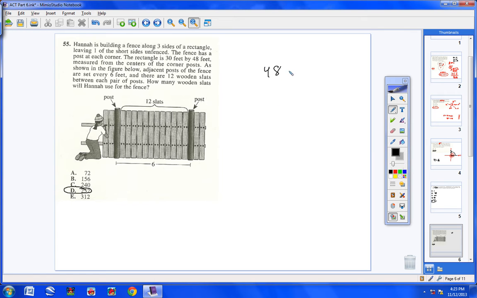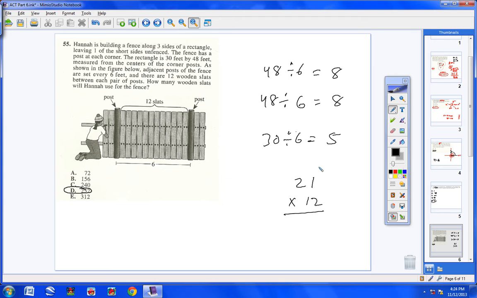I got 48 for one side, divide that by 6, and that would give me 8. The other side's 48. Divide that up into segments of 6 feet. That's 8 segments. Then take my 30, divide that by 6. I would get 5. Add those up, I'd get 21, and then multiply it by 12 because each one of those spaces has 12 wooden slats.